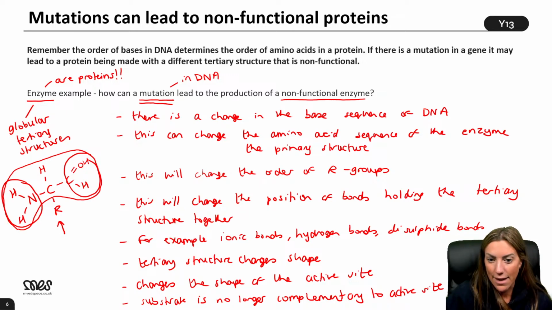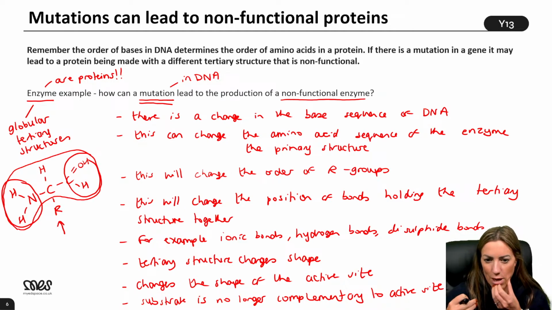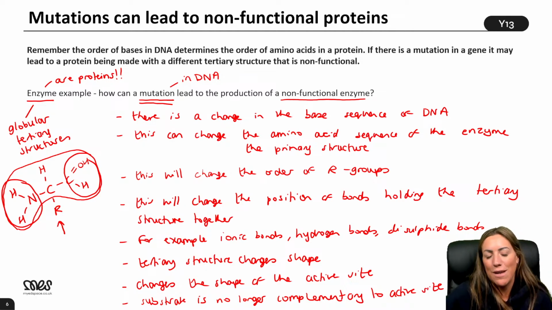Does that make sense, Sienna? The tertiary structure is determined by the order of amino acids. So if you change the order of amino acids, you'll change the tertiary structure. But the secondary structure, it doesn't matter what the order of amino acids is. Let me know if that makes sense. They're not going to penalise you if you talk about the secondary structure, but it's not relevant, because changing the order of amino acids doesn't affect the secondary structure. It affects the tertiary structure.